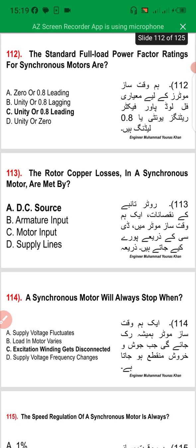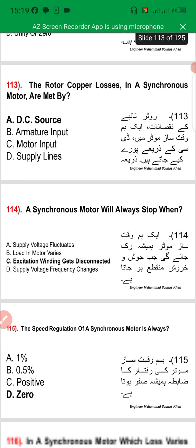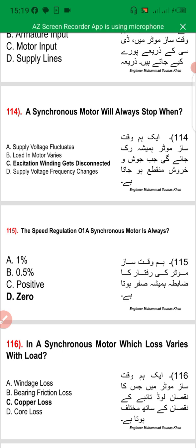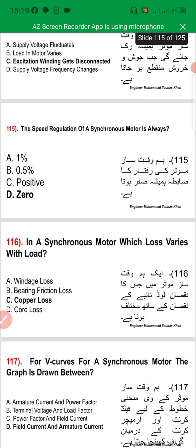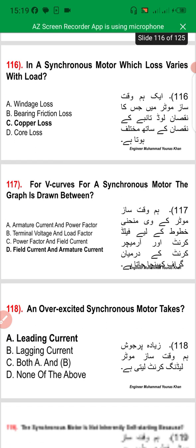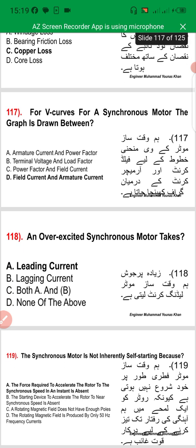The rotor copper losses in a synchronous motor are met by DC source. A synchronous motor will always stop when excitation winding gets disconnected. The speed regulation of a synchronous motor is always zero. In a synchronous motor, the loss which varies with load is copper loss.